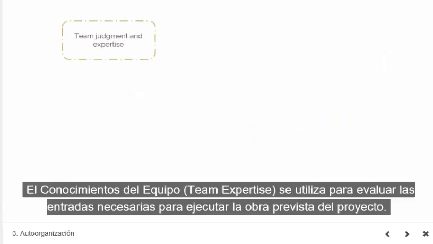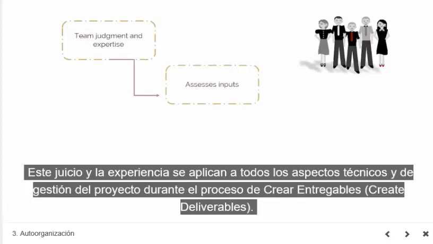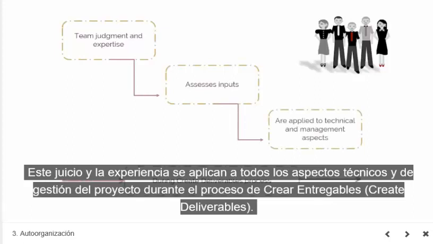Team expertise is used to assess the inputs needed to execute the planned work of the project. This judgment and expertise are applied to all technical and management aspects of the project during the Create Deliverables process.